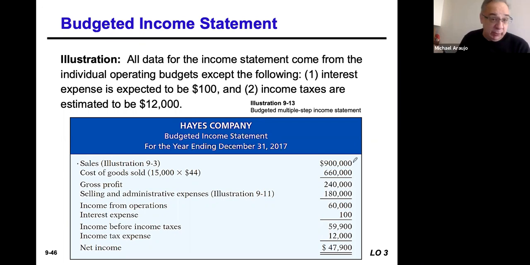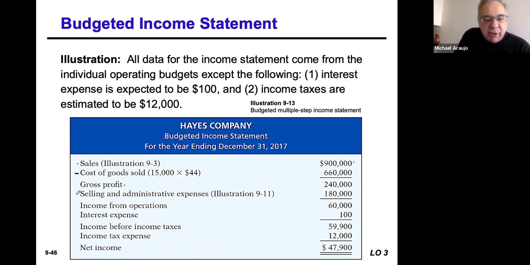That's the very first thing that we do in the budgeting process. We subtract out the cost of goods sold. That's what we just calculated on the last page there of 660. So now we have a gross profit of 240. Okay, any questions so far? We're okay?